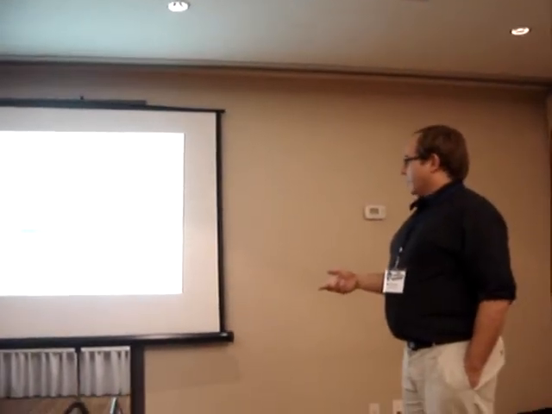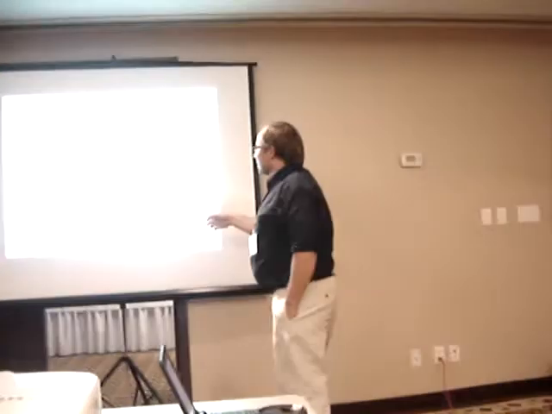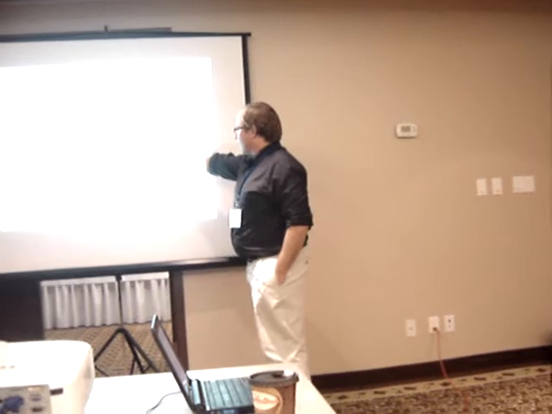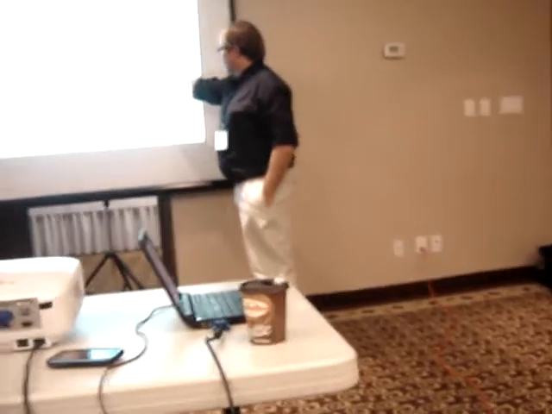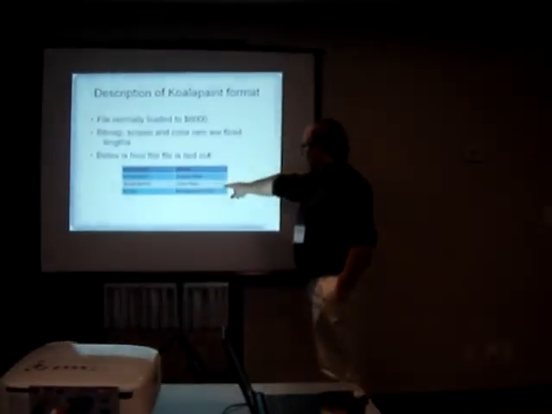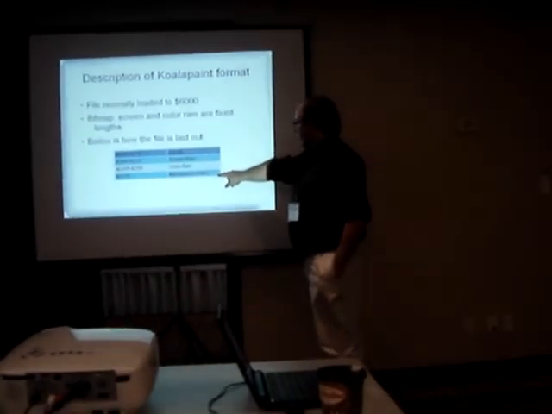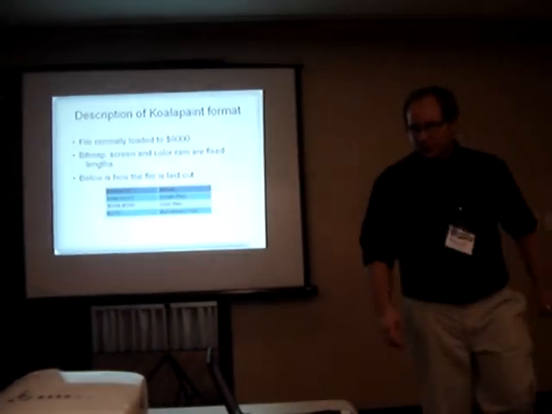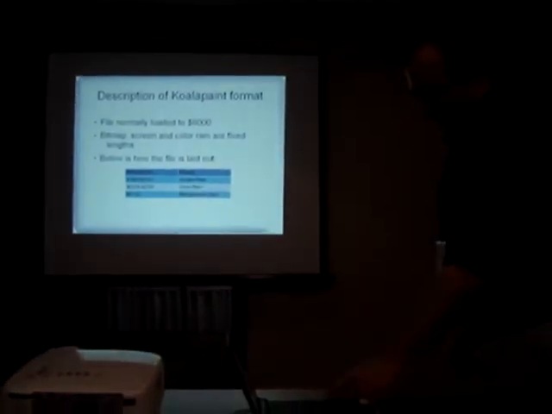So, Koala Pic format: a picture is just a linear file of bytes. From byte 0 to 1F3F is the bitmap. 1F40 to 2327, these are all in hex, is the screen RAM. 2328 to 270F is color RAM, and 2710 is the background color. Normally, the file is loaded to memory address 6000, which is exactly what I do in my program too.